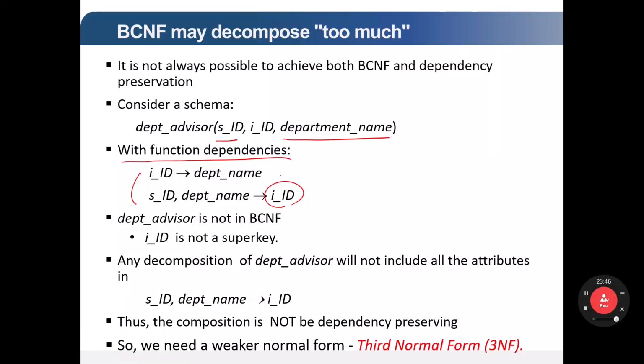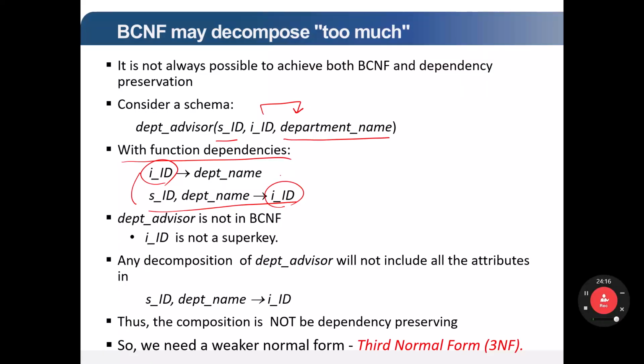Advisor. So maybe we have this constraint saying that each student can be advised by at most one instructor from each department. If we have such a constraint, maybe this functional dependency will be true. Okay, let's assume that condition. And instructor ID should belong to at most one department. So instructor ID determines the department name. Okay, so we got these two functional dependencies, and let's check.